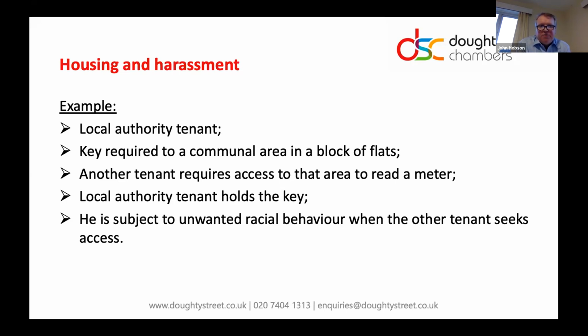For some reason, which I haven't worked out yet, the local authority has the tenant hold the key. And when the other tenant wants to go into that communal area to read the meter, the key holder is subject to unwanted racial behaviour when that tenant wants access. So how might that then start to be looked at and considered in relation to the Equality Act? Think of the concept of third party harassment, the actions of a third party. But if it were to be able to be argued, then it would have to be shown that the local authority was lax on the basis, in this case, of a protected characteristic of race.